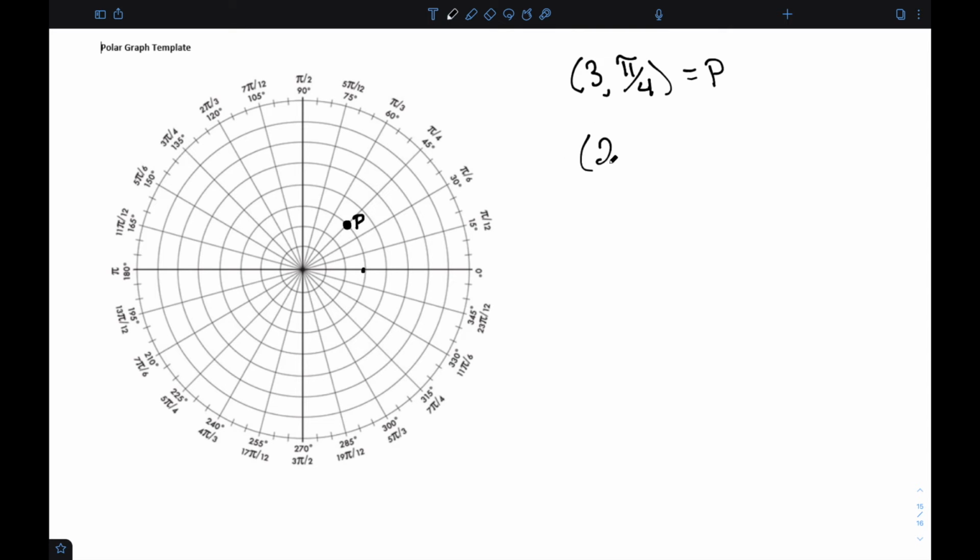If we wanted to look at something like 2 comma 135 degrees, this time we would go out to the second circle and around to 135 degrees. I'm going to denote this one by A. That would be this point here.